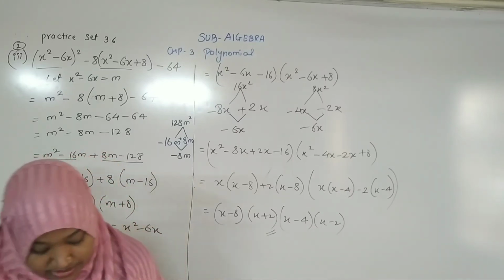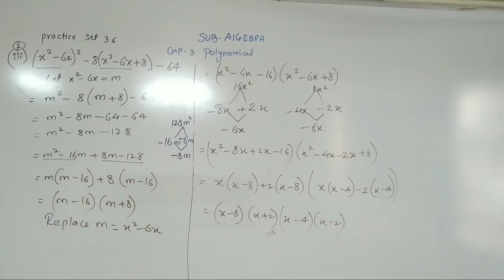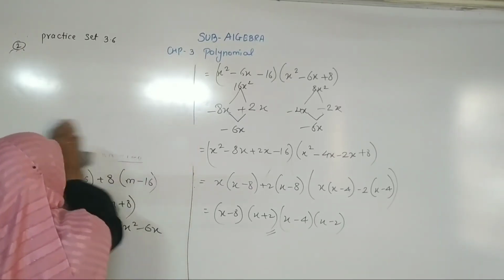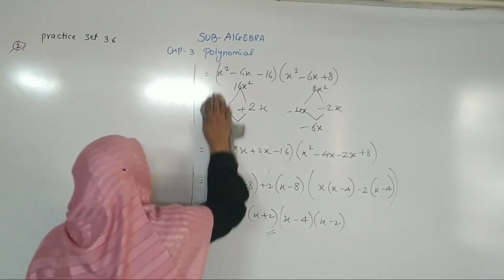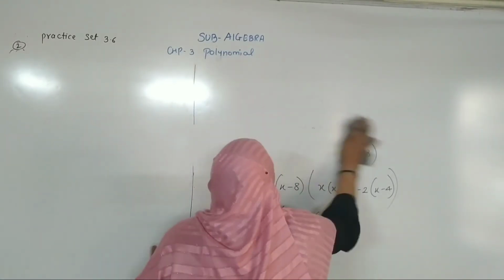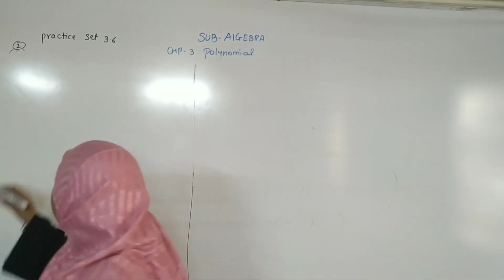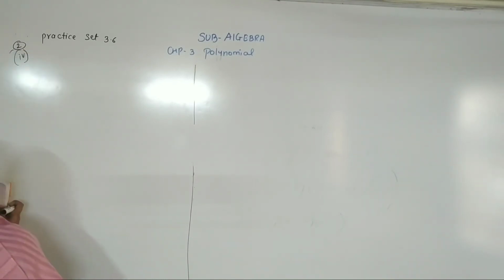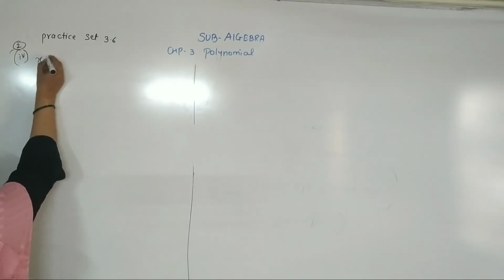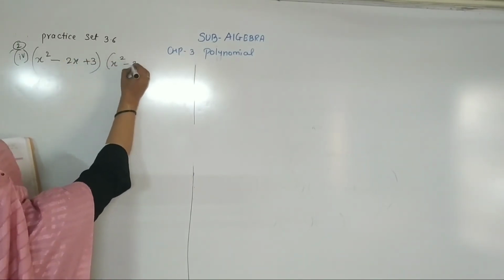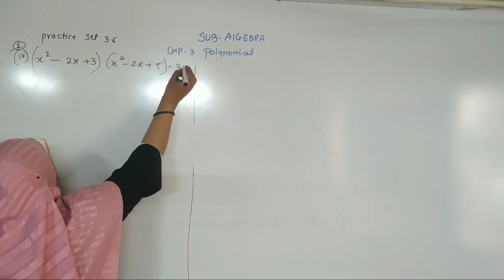Student, now we are going to do the last question, question number 4, the last question of the exercise. What is given? Question number 4: x square minus 2x plus 3, into x square minus 2x plus 5, minus 35.